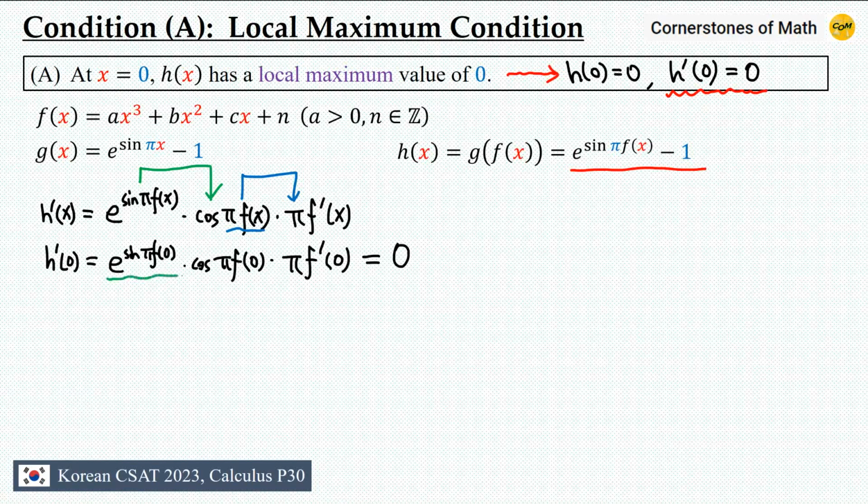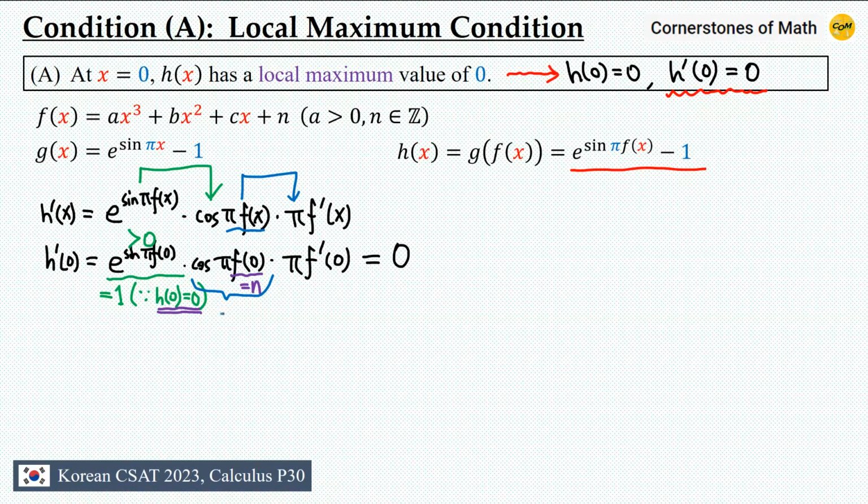Here, this e to the sin(pi f(0)) actually equals 1 from the condition that h(0) must be 0, but even if we don't use this exact value, we still know that this term is positive. So this term cannot be 0. Moreover, from h(0) equals 0, we have also established that f(0) equals n, which is an integer. So we know that this cos(pi f(0)) equals cos(n pi).